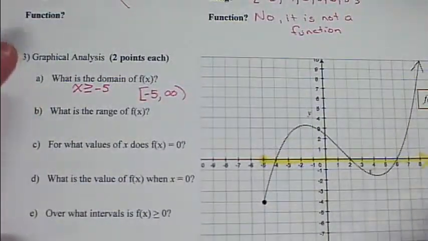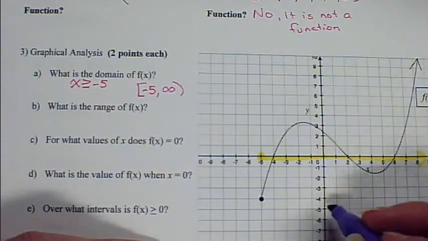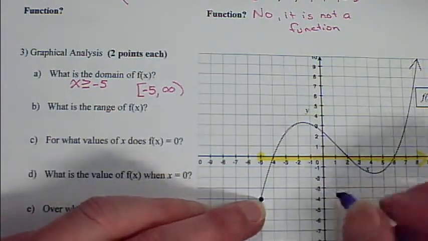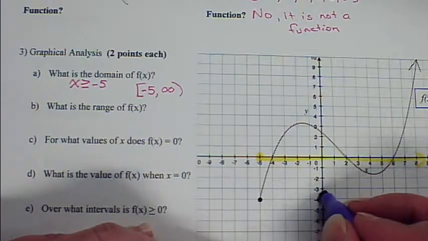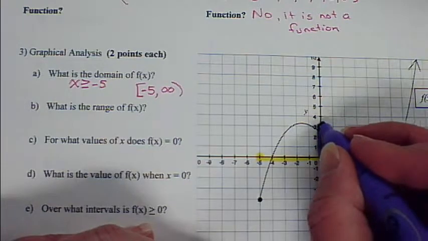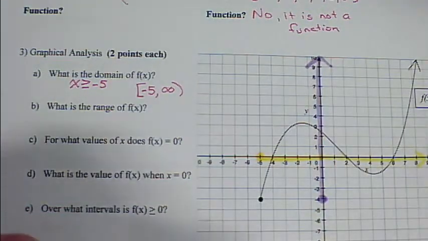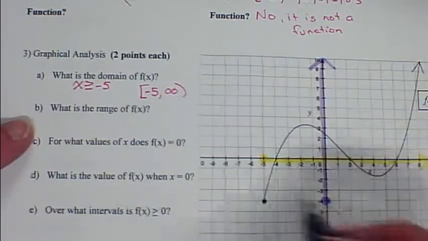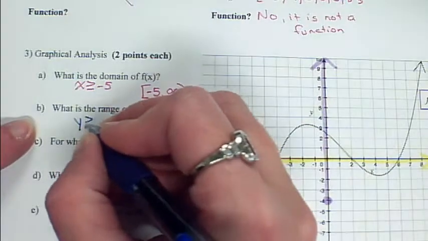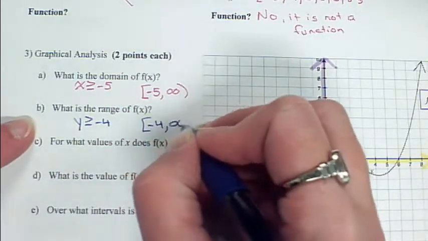Now, for the range, you're looking at your y values. So let's see, where do the y values start? Oh, that's the first point I have. And it is solid, so it's included. And then we go up, and up, and up, and up, and off to infinity. So, for my range, all the y's greater than or equal to -4. In interval notation, that means we start at -4 and go off to infinity.